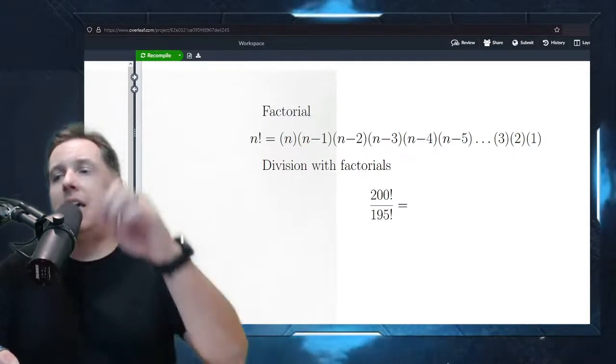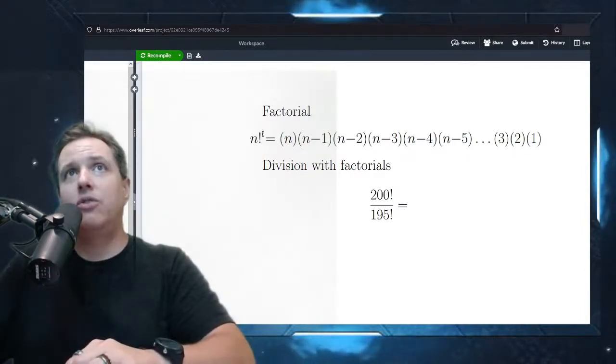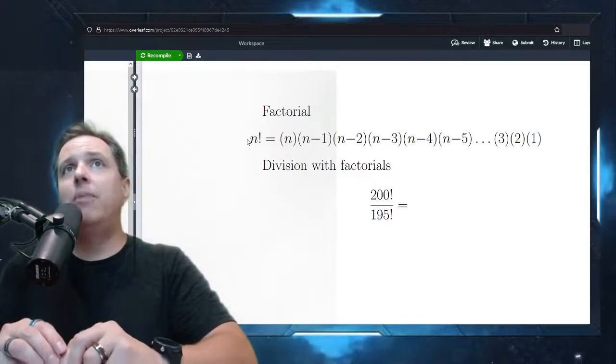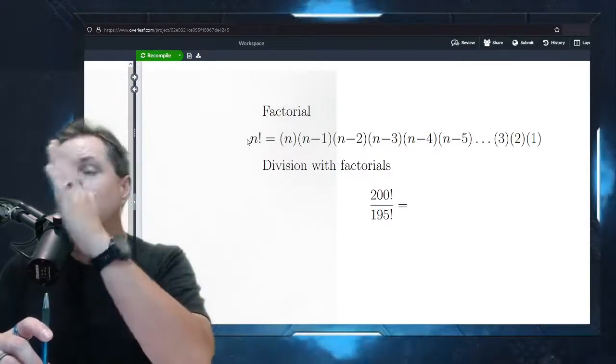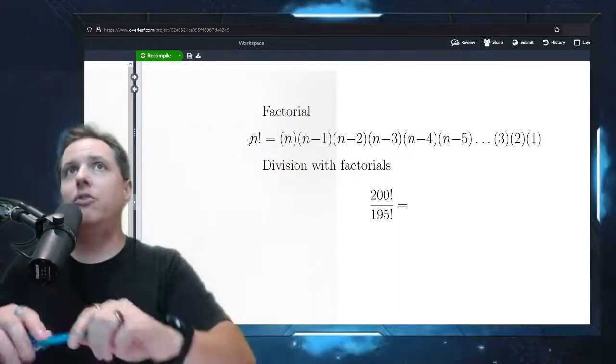And what it means is you take the number. So here we have n factorial, so that would be a number. Whatever that number is, it's that number, and then you keep subtracting 1 all the way down till you get to the number 1, and you multiply all those together.